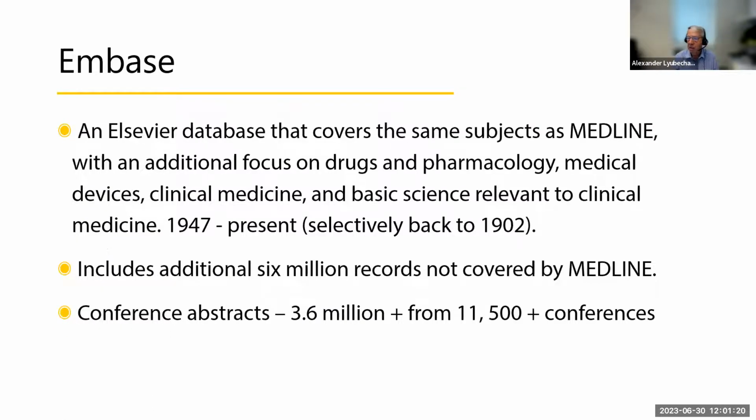Now, what is Embase? It's an Elsevier database. It's a proprietary database that covers basically the same subjects as Medline and all the indexed information in Medline. It additionally includes 6 million records that are not covered in Medline. And Embase has great conference abstracts coverage. They have over 3.6 million abstracts from conferences. Additionally, they have excellent coverage of European journals, and that's why oftentimes people informally call it European Medline.